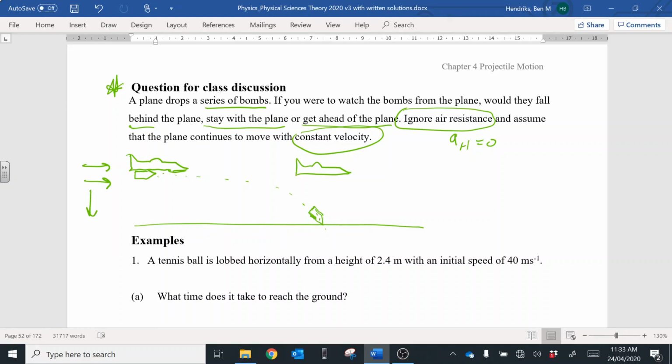So if the plane dropped a series of bombs, let's say it was up here somewhere, a bit further as well, and it dropped another bomb somewhere, then that bomb would fall directly below it, and you'd get a series of bombs going bang, bang, bang, bang, depending on where they were dropped from. Okay, so we do expect the bombs to stay directly below the plane.